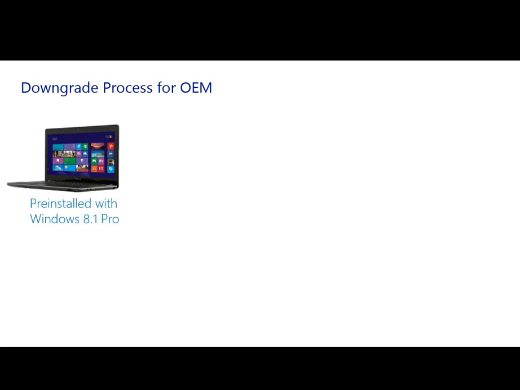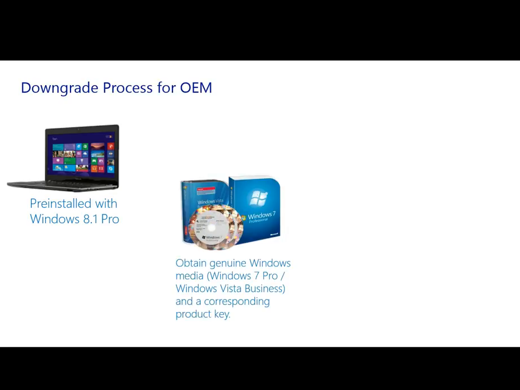Now we will discuss the downgrade process for OEM. Remember, we can downgrade licenses to Windows 8.1 OEM, but it needs to be a Pro Edition. So let's say I have a Windows 8.1 Pro Edition. I want to downgrade to Windows 7. Now to do that, I need to obtain a genuine Windows media of Windows 7 Pro or Vista Business. Okay, make sure it's genuine. It's a legit license. And once I have an installer of Windows 7 or Vista Business, I have to uninstall Windows 8.1 Pro and then install Windows 7.